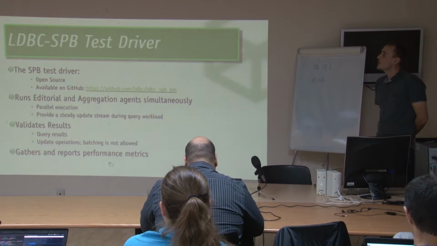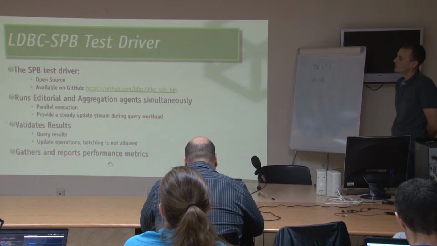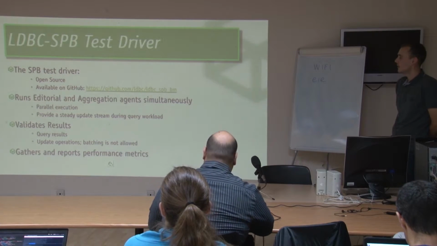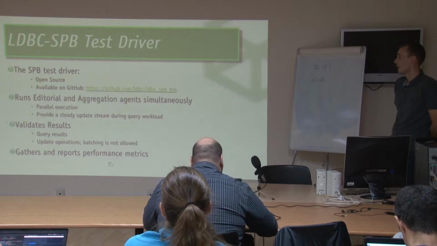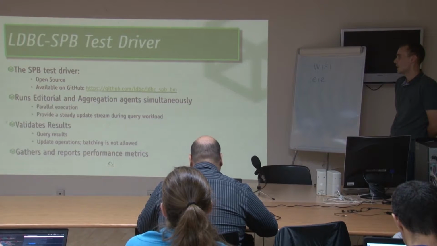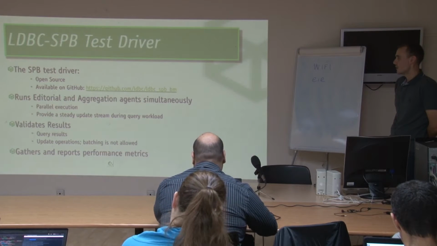The semantic publishing test driver is open source. It is now available on GitHub, so anyone can have a look at it and download it. It runs, as I mentioned previously, editorial and aggregation agents in parallel. Both of them provide steady update and query streams during the workload. There are no pauses.